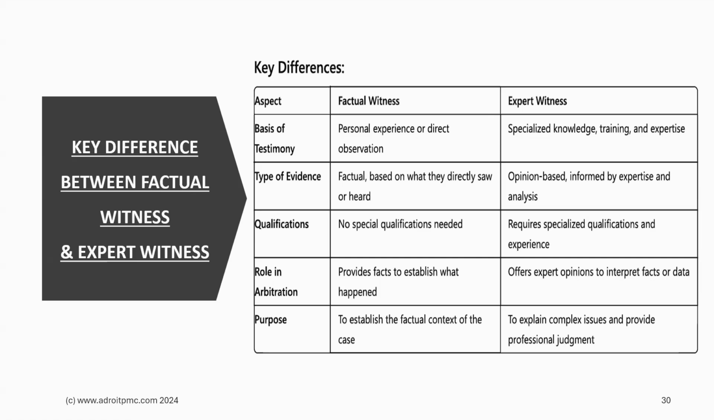Next is the role in arbitration. The factual witness provides facts to establish what happened, whereas the expert witness provides expert opinions to interpret facts and data. The factual witness presents their submissions to establish the factual context of the case, whereas the expert witness explains complex issues and provides professional judgments, and helps the arbitrator to render a professional judgment.